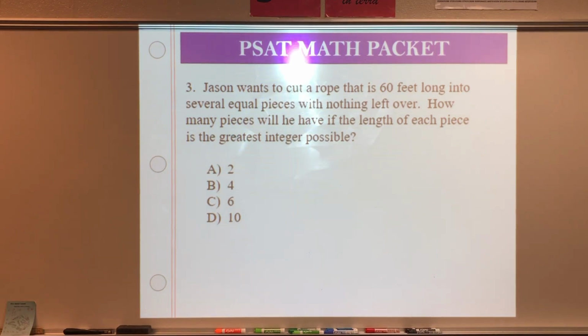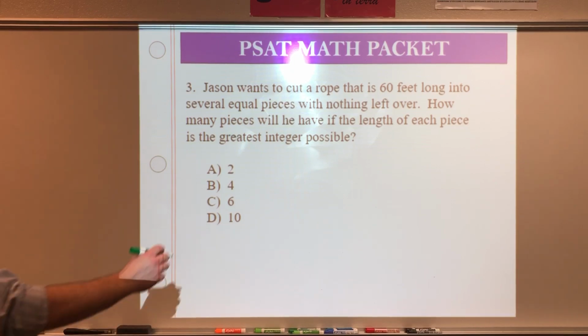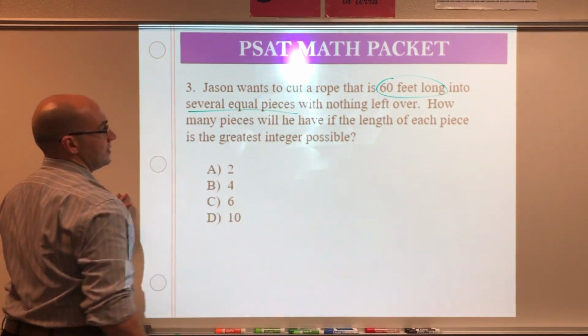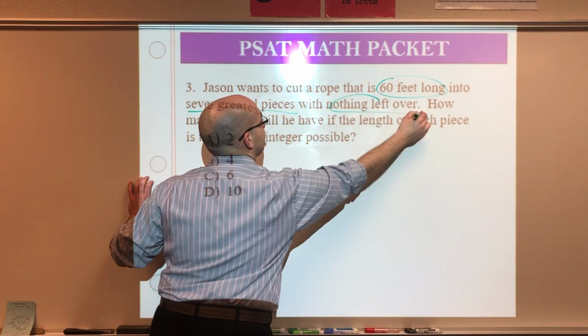All right. Jason wants to cut a rope that's 60 feet long into several equal pieces. Okay, so let's highlight some information here. 60 feet, equal pieces with nothing left over. Nothing left over.